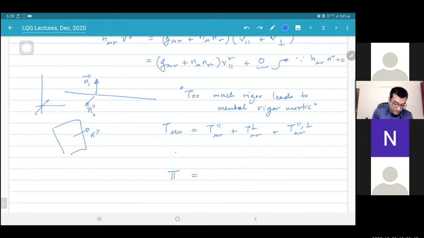Let me give my vector field an internal index. Component, this is a vector, e_ij.